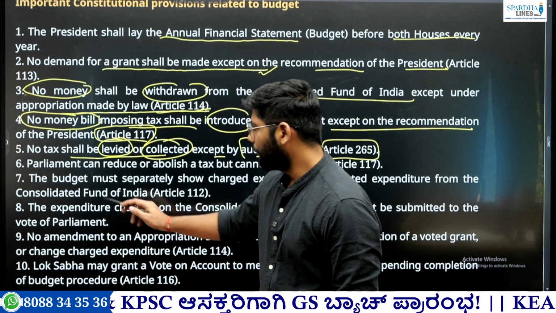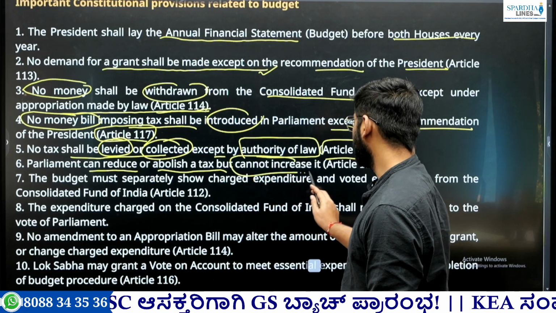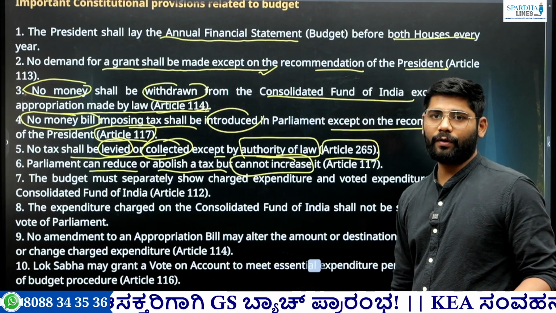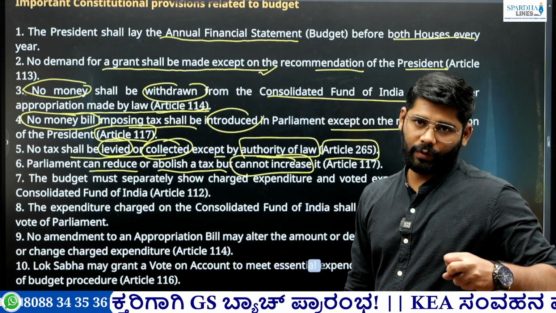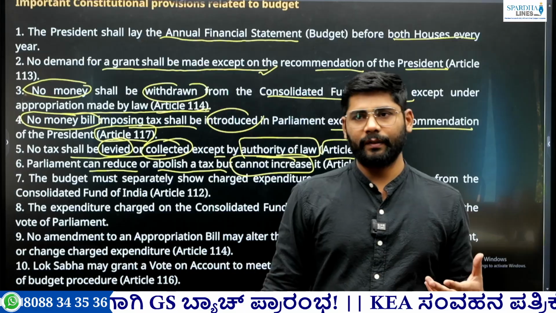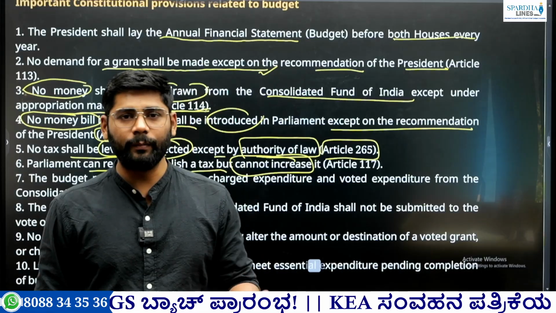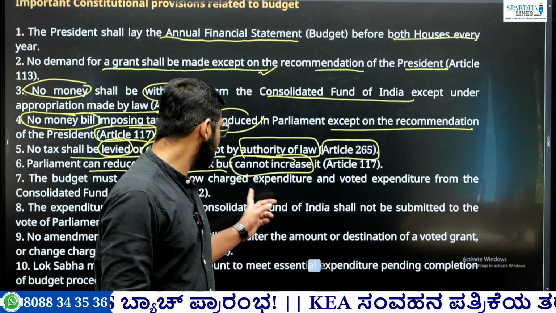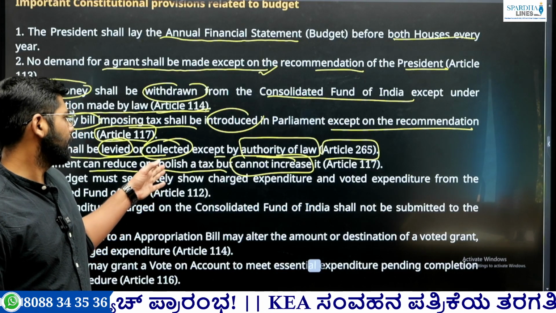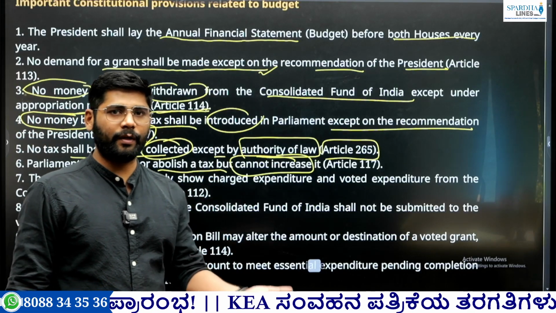Then Parliament can reduce or abolish tax but cannot increase it. This is very important. If the government has introduced a bill to impose tax, say currently 40% tax on tobacco and other demerit goods, the Parliament can make it 30 or 35, or they can abolish it and say there will be no tax, but they cannot say let's make it 100.